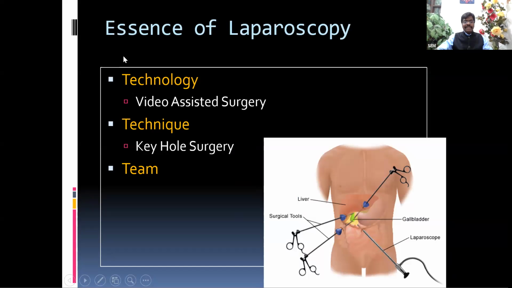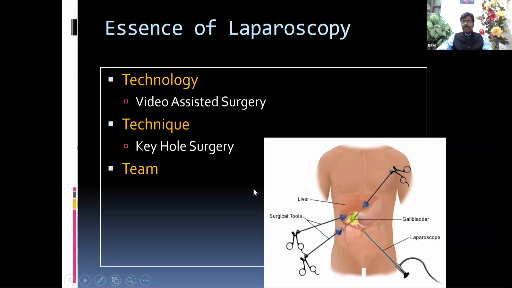What are the essentials of laparoscopy? It depends upon the technology, that is video assisted technology. You look at the monitor and operate. You don't look down at the patient's abdomen. Second, technique. You make 3 or 4 keyhole incisions, 5 to 10 mm. Through that, you pass all these small, long instruments and operate. That's why it is otherwise called keyhole surgery, video assisted surgery, or other alternative terms.